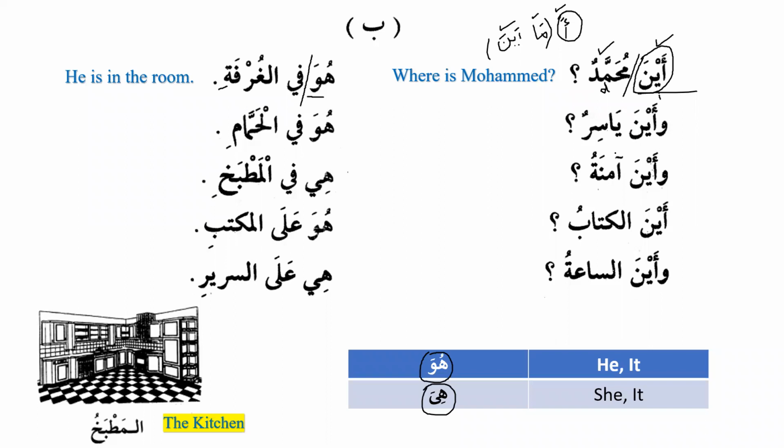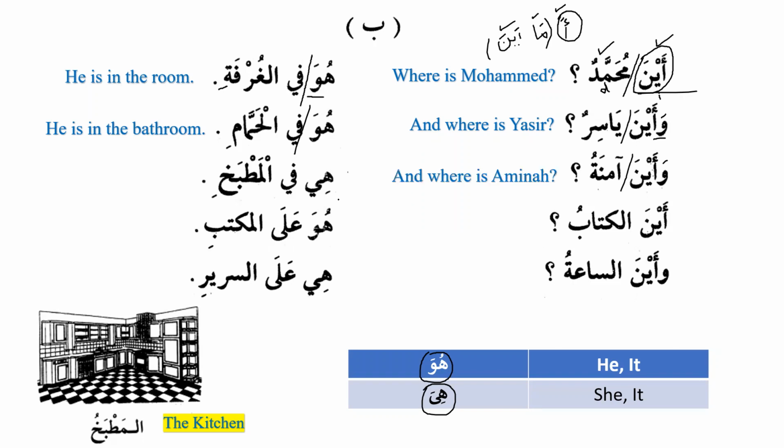Then we have wa aina yasirun. And where is Yasir? Wa means and, and aina yasirun. And where is Yasir? Huwa fil hammami. He is in the bathroom. Again, we have to put a line over here, so we know that we have to separate two things. Then we have wa aina aminatu. And where is Amina? And the answer is hiya fil matbakhi. Now, why do we say hiya fil matbakhi? Please look over here that for the feminine, we use hiya. She is in the kitchen.